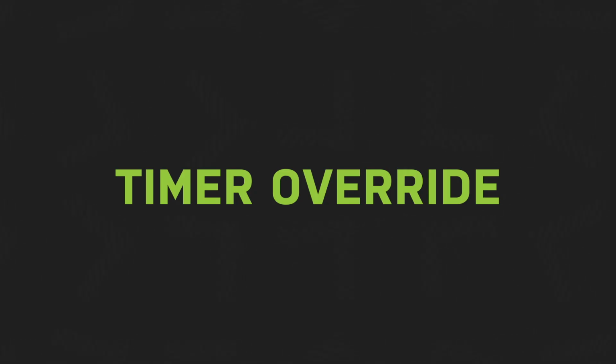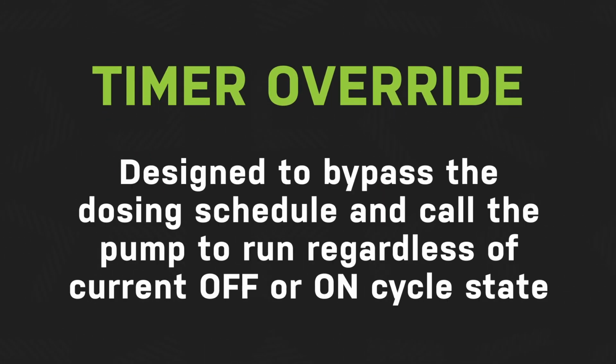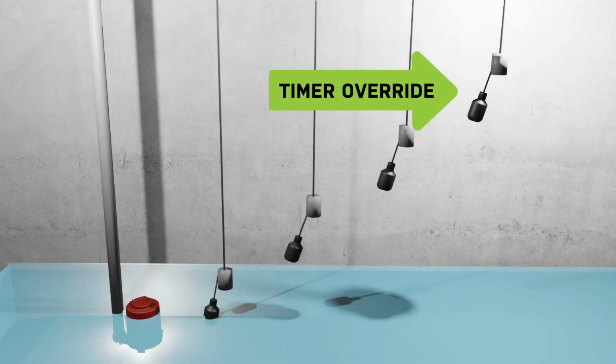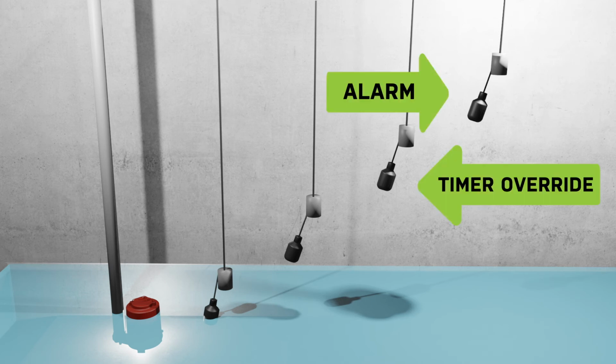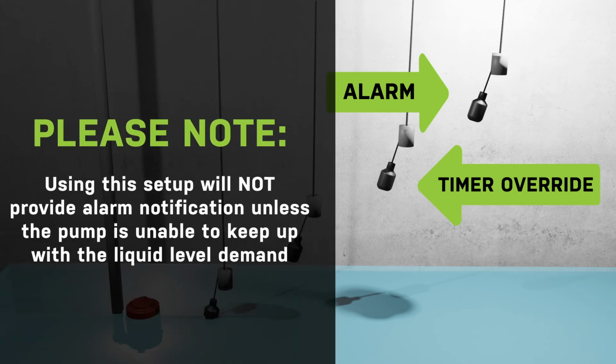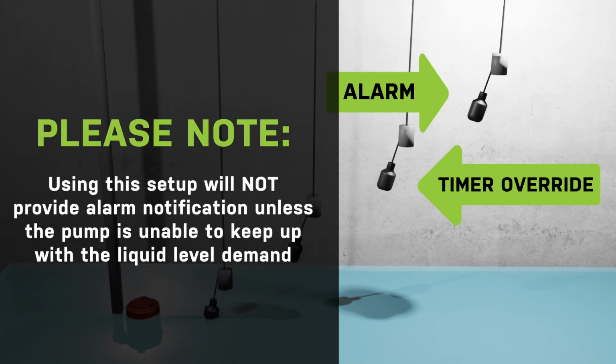Timer override is the other optional float. It is designed to bypass the dosing schedule and call the pump to run regardless of current off or on cycle state. This float is generally installed above the alarm float to provide alarm notification before timer override is activated. In certain situations, it may be appropriate for the timer override float to be mounted below the alarm float. Please note, using this setup will not provide alarm notification unless the pump is unable to keep up with the liquid level demand.